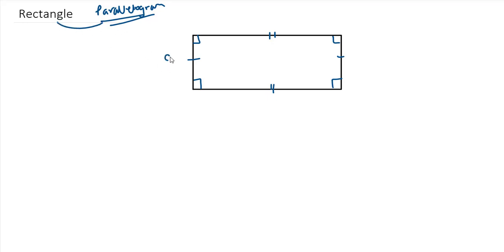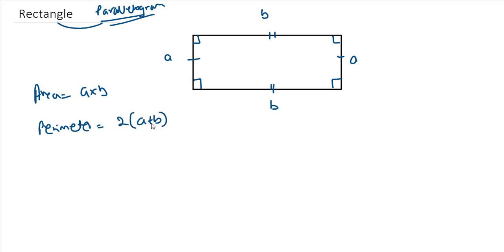So let us say the length of this side is A and this side is B. So this will also be A and this will also be B. Area of a rectangle is given by base into height. So B is the base, A is the height. So area will be A into B. Perimeter will be 2 times (A plus B).